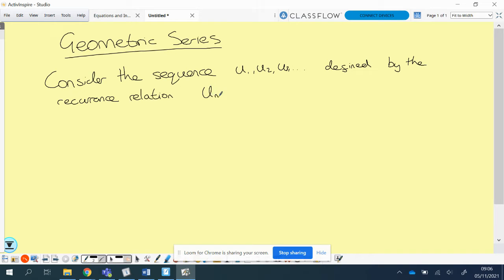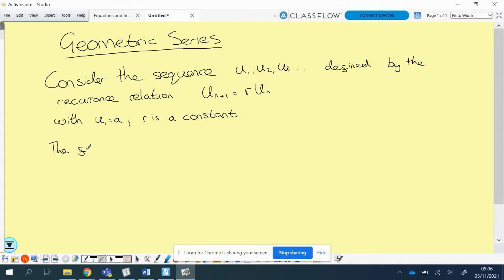U(n+1) equals R Un. So R multiplied by the term before, with U1 being our first term, let's say A, constant A, and also R is a constant. Okay, so that's the recurrence relation we're going to think about in order to work out what a geometric series is.